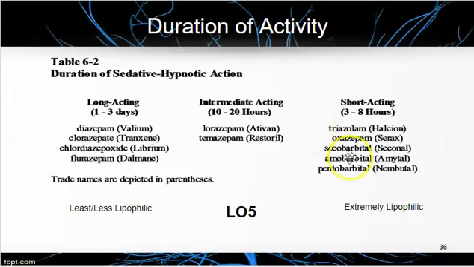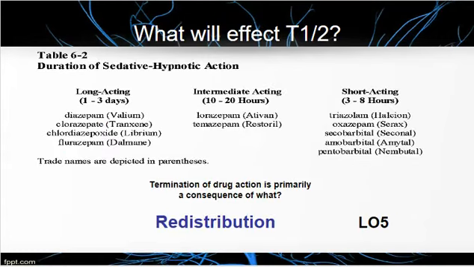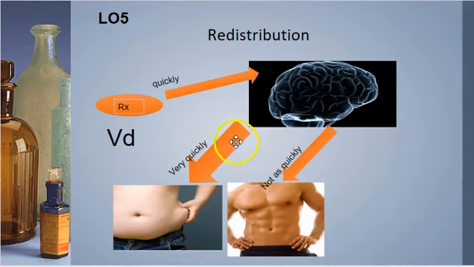You can subclassify the benzos into short acting, intermediate acting, and long acting. Their activity really depends on their chemistry. The short-acting drugs are extremely lipophilic, whereas the long-acting drugs are less likely to be lipophilic. That bothers students as well, so let me elaborate on that. The termination of drug action is primarily a consequence of redistribution, and this diagram sums it up really nicely.